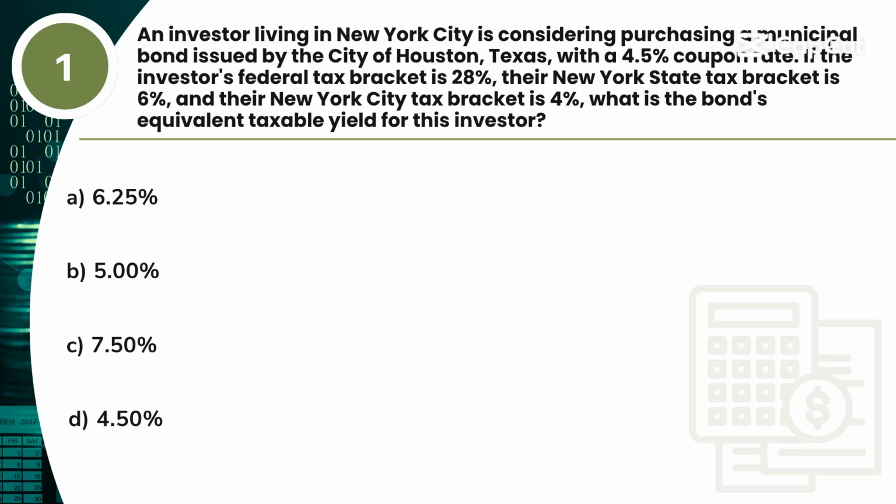Question 1. An investor living in New York City is considering purchasing a municipal bond issued by the city of Houston, Texas, with a 4.5% coupon rate. If the investor's federal tax bracket is 28%, their New York State tax bracket is 6%, and their New York City tax bracket is 4%, what is the bond's equivalent taxable yield for this investor? A. 6.25%. B. 5%. C. 7.5%. D. 4.5%.